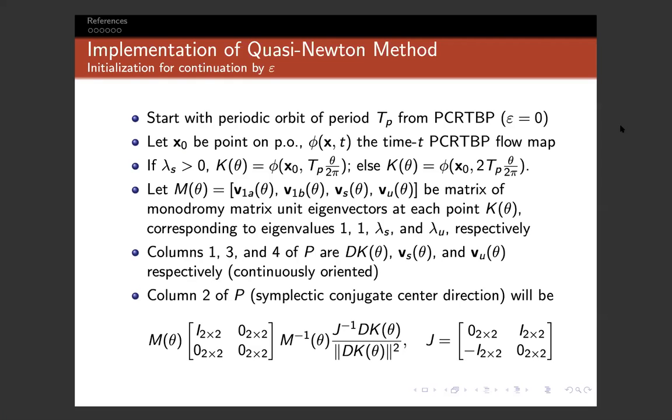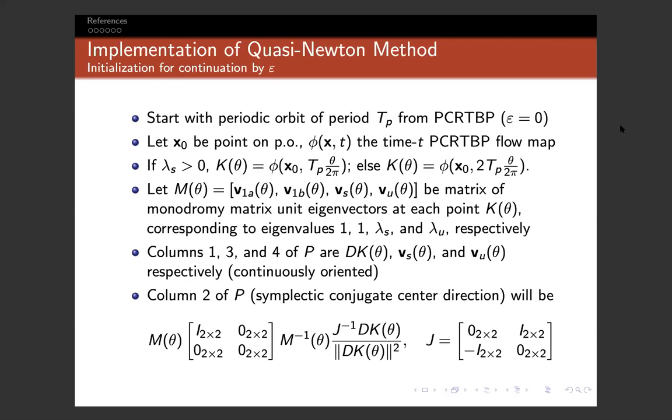So you start with the periodic orbit, which has, say, a known period, big T sub p, from the epsilon equals 0 planar circular problem. And then you take a point x sub o on the periodic orbit, and let's say that phi represents the flow map of the planar circular problem. So now if you want to set up the initial k of theta, if the stable and unstable eigenvalues are positive, then you just take evenly spaced points on the periodic orbit as your k of theta.